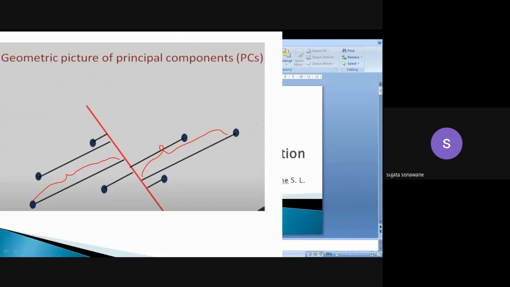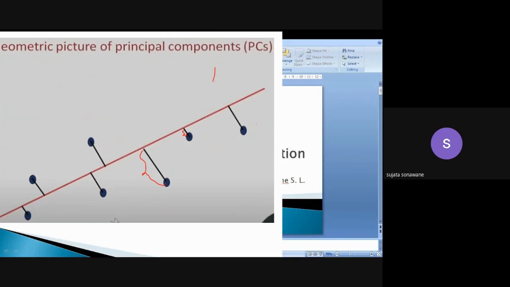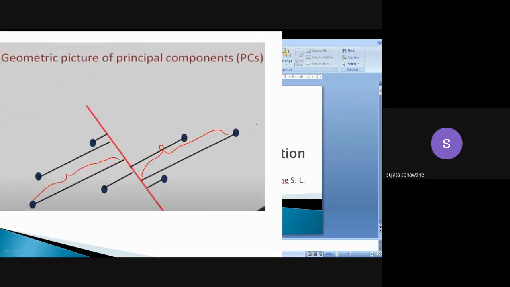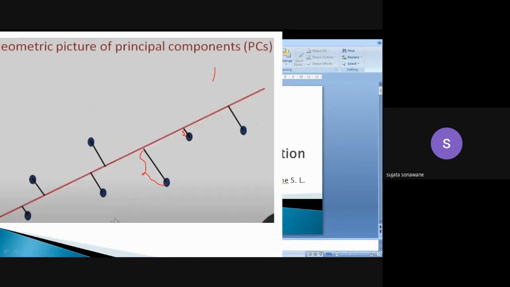Okay, so this red line is one of the principal components. This is the second red line. This is another principal component. तो आपको इस तरीके से एक्सिस ढूंढने, प्रिंसिपल कंपोनेंट ढूंढने और चूज करने के बाद आपको सिलेक्ट करना कि कौन सा बेटर वन है, either this one or this one. So you have to select that.